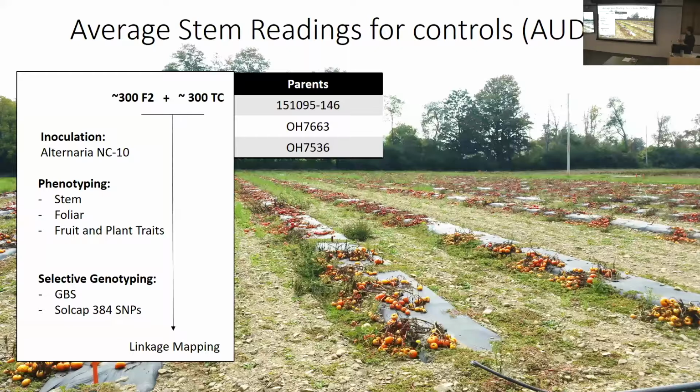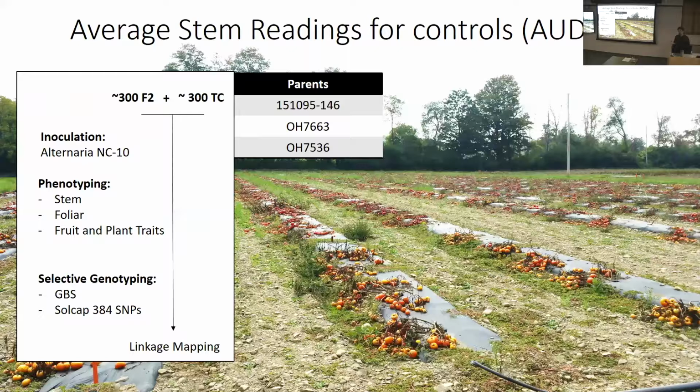And so in order to do this mapping, I planned out 2 mapping populations in the summer of 2017: an F2 cross between 151095-146 and 7663, and a triple cross that involves all 3 of these parents. I inoculated them with a backpack sprayer full of Alternaria North Carolina number 10, this is Alternaria tomatophylla. And I did separate phenotyping for stem and foliar traits. The stem is on a 1 to 5 scale, and the foliar is on a 0 to 100 continuous scale.